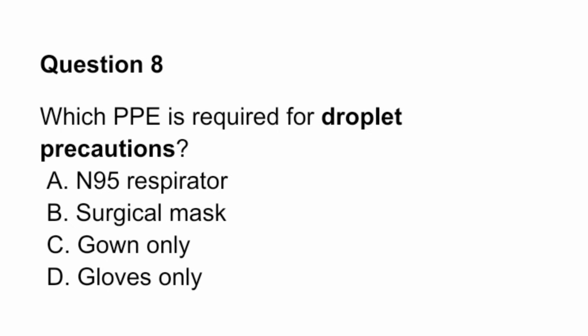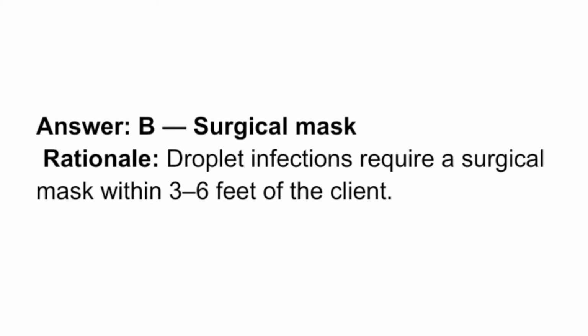Question 8. Which PPE is required for droplet precautions? A. N95 respirator. B. Surgical mask. C. Gown only. D. Gloves only. Answer: B. Surgical mask. Rationale: droplet infections require a surgical mask within 3 to 6 feet of the client.